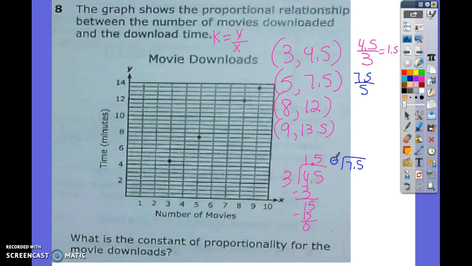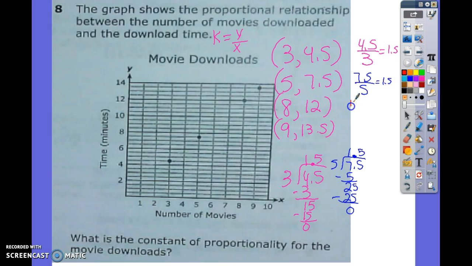7.5 divided by 5. Take your decimal into your answer. 5 goes into 7 1 time. 1 times 5 is 5. 7 minus 5 is 2. Bring down the 5. 5 goes into 25 5 times. 5 times 5 is 25. Subtract and get a 0. So you get 1.5.